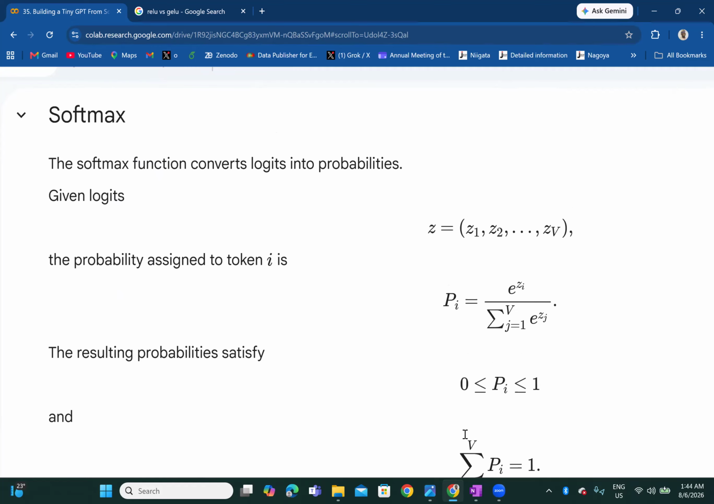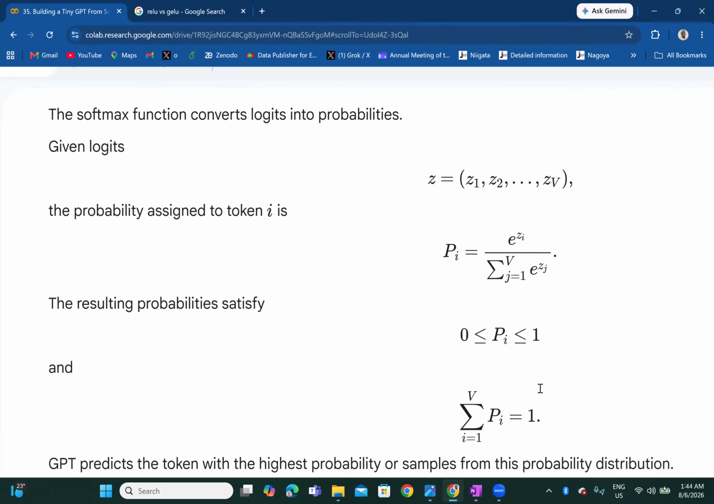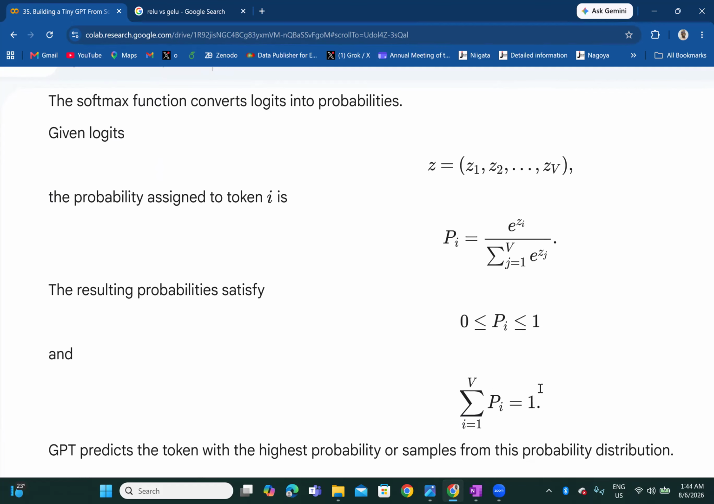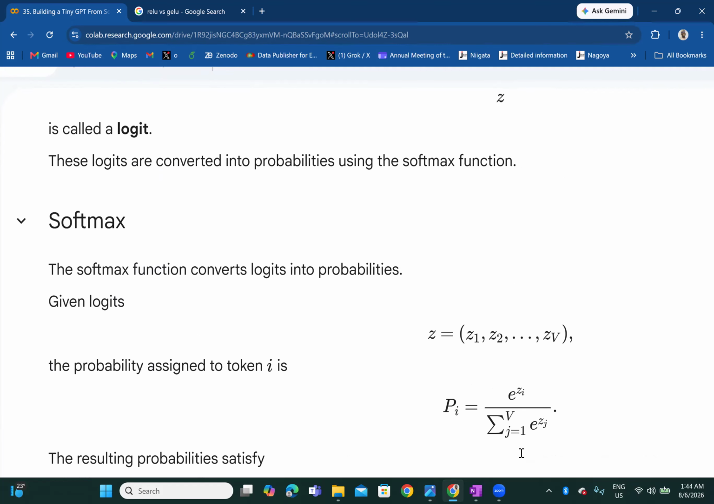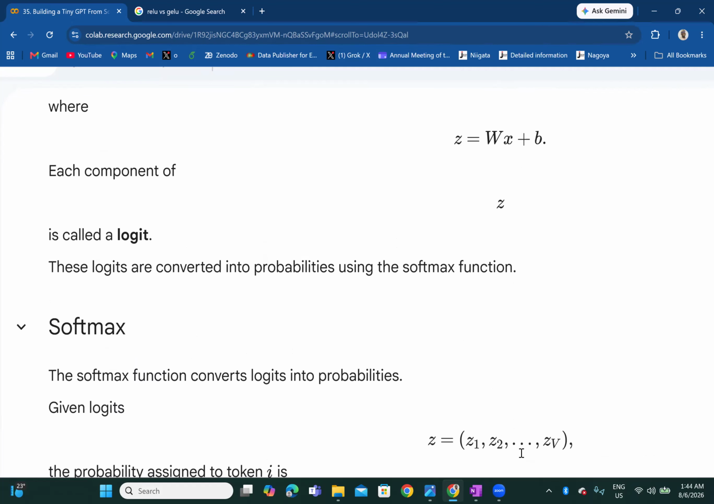Coming to softmax again, the softmax function converts logits into probabilities. Given logits z equals z1, z2 up to zV, the probability assigned to token i is then p_i, which is the exponent of z_i over the sum of all the exponents. The resulting probability satisfies 0 less than or equal to p_i less than or equal to 1, which makes sense because probabilities should not be lower than 0 or greater than 1. Summing it all up, you get 1. GPT predicts the token with the highest probability or samples from this probability distribution.